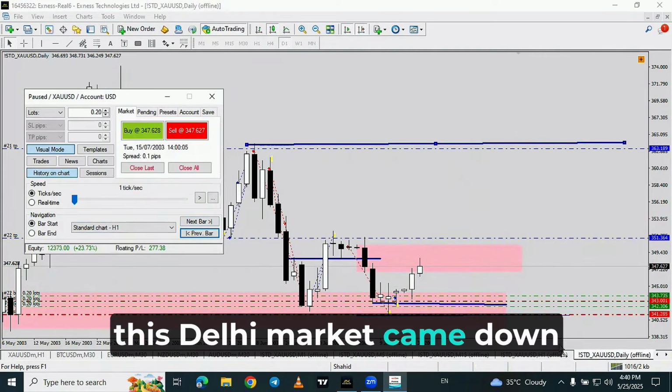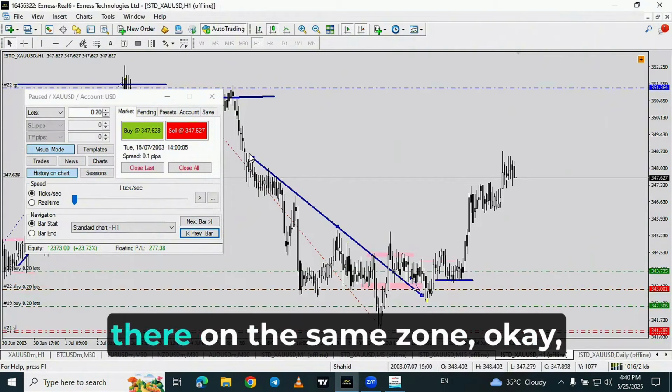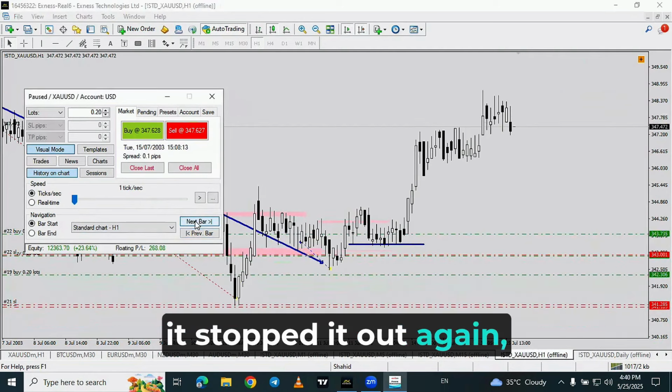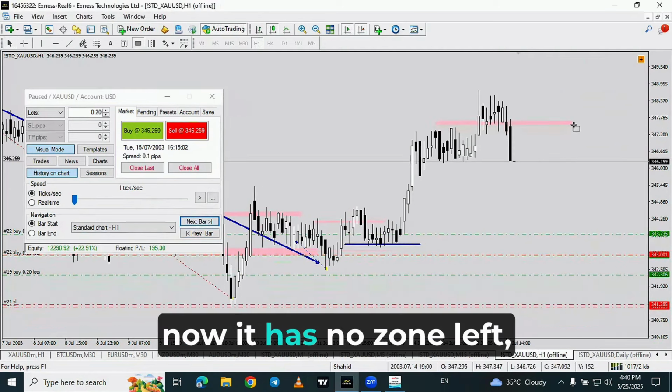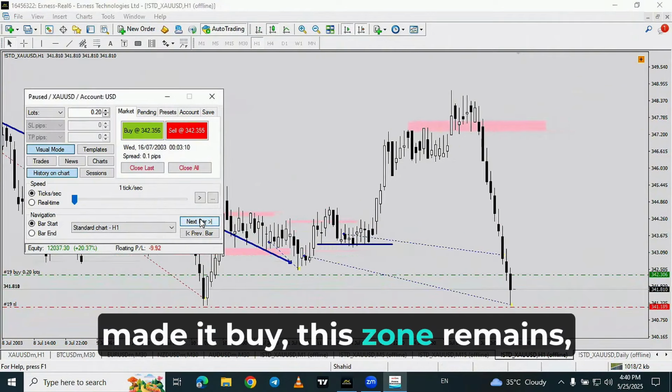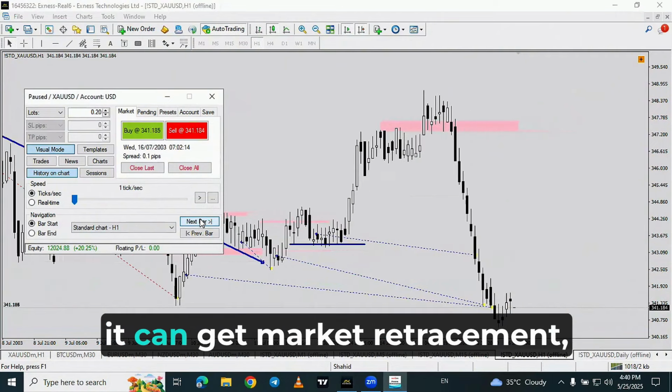See, this daily market came down because confirmation had come there on the same zone. Okay, now see, it's the same zone of daily. It stopped it out again. Now this has also played. Now it has no zone left. If you see here, it made it buy. This zone remains. Now from this zone, it can get market retracement.